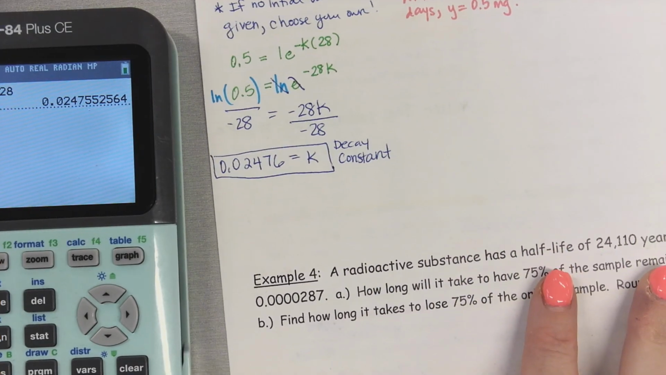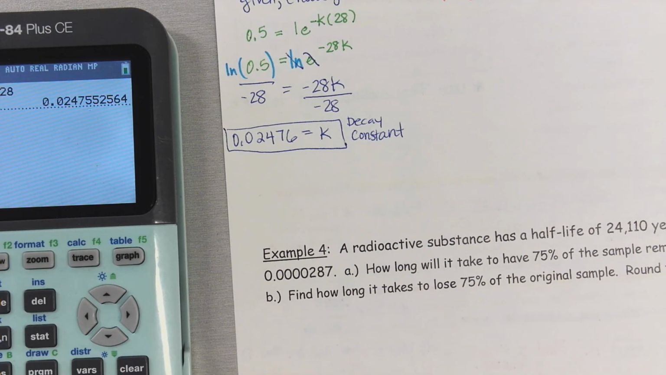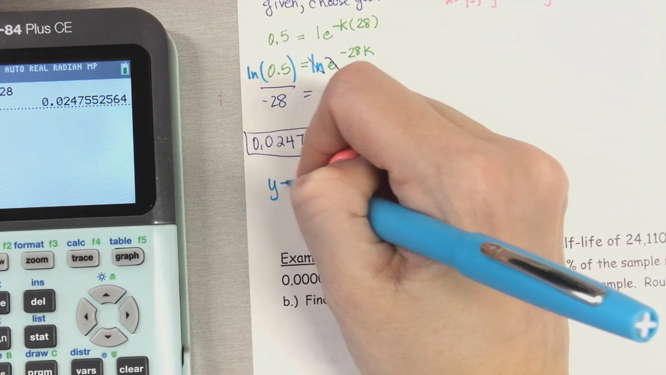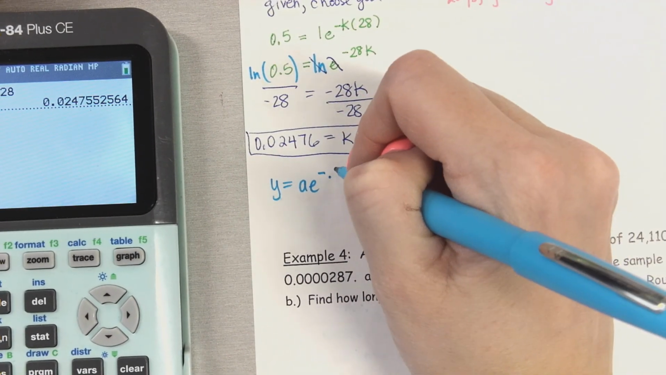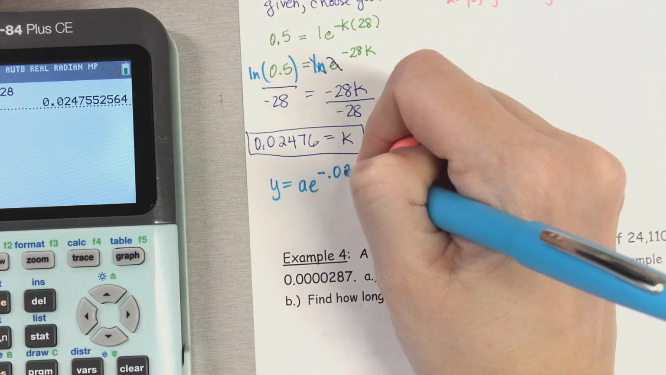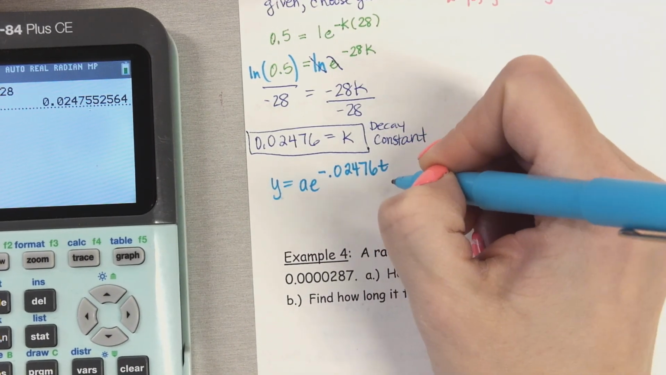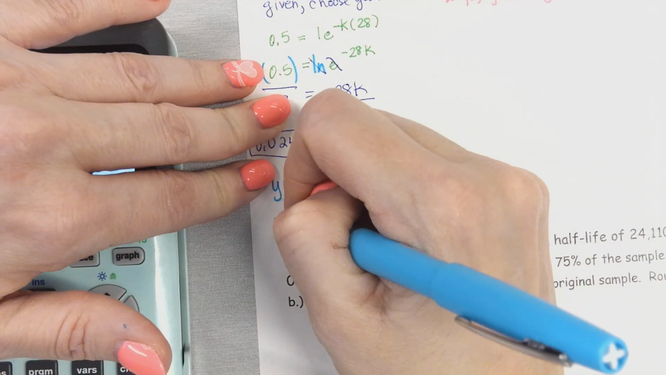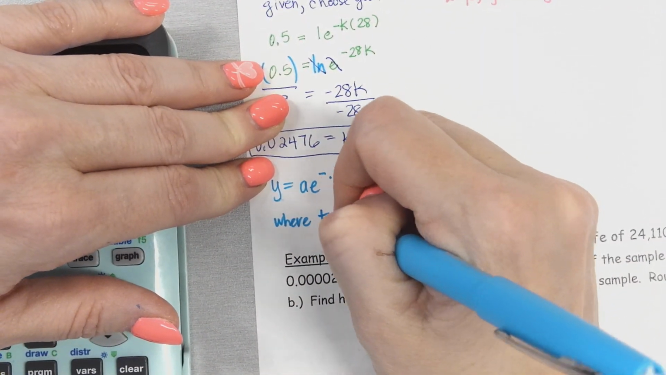Okay, and then we are also going to write out the equation of decay. So when you write out the equation and you don't have an a value, you can just write it as y equals ae to the negative 0.02476 t, and then you just have to specify what t is measured in. So where t is the time in days.